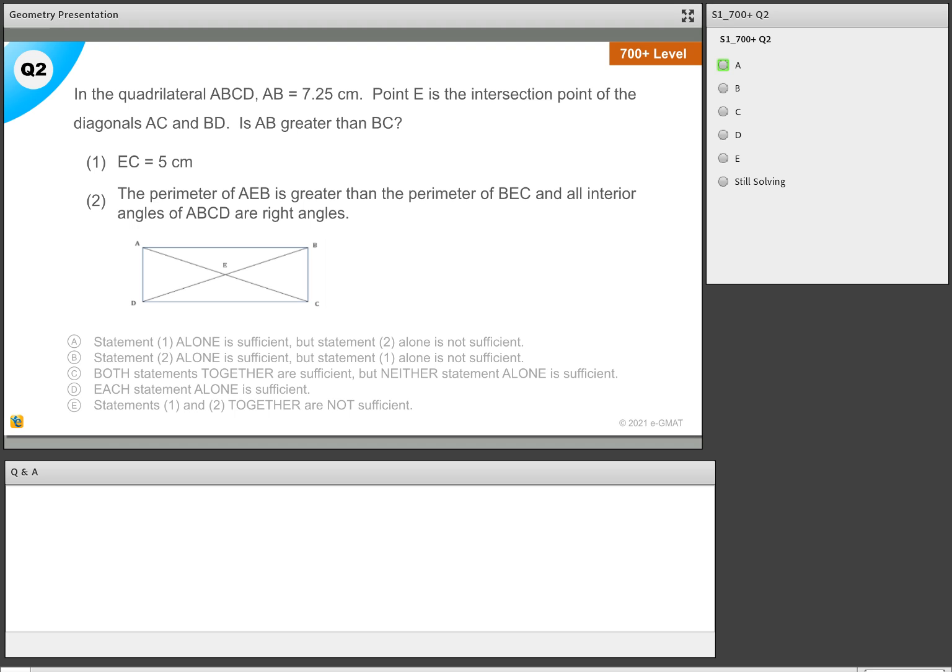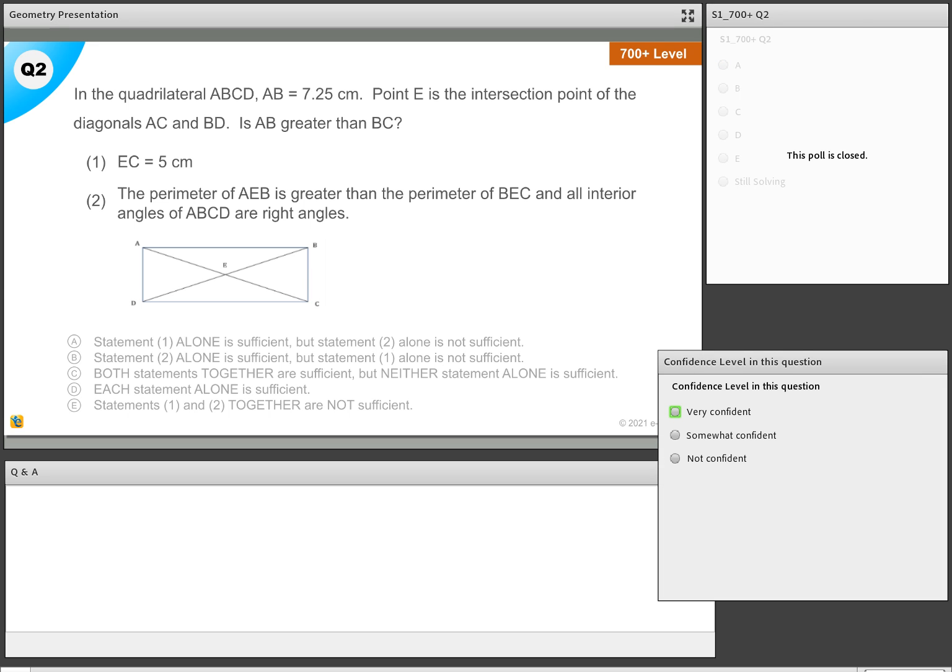All right, last 30 seconds. Okay, I'm going to end the poll now. And let's answer this question now about your confidence level. Okay, so more people are confident about this question than the previous questions. Okay, interesting.